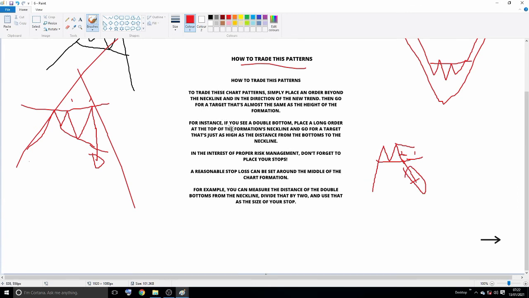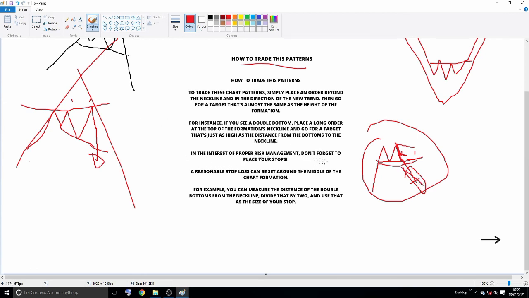For instance, if you see a double bottom, place a long order on top of the formation neckline and go for a target just as high as the distance from the neckline to the bottom. You see, so you just place an order here and then you go for a target that is the same as this.